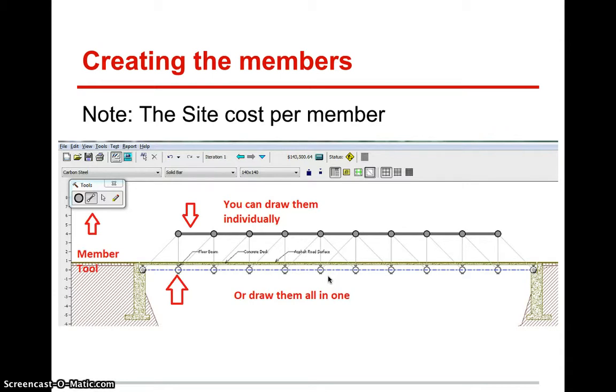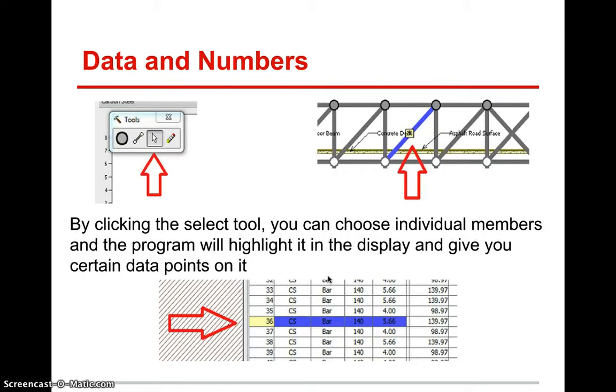When you make these, and we'll be going over this shortly, all these members come in different sizes. They're hollow or solid, and come in 3 different types of materials. By using the arrow, you can click on a specific member. These individual members in the program will highlight in the display and give you certain data points on the left in your data collection area.